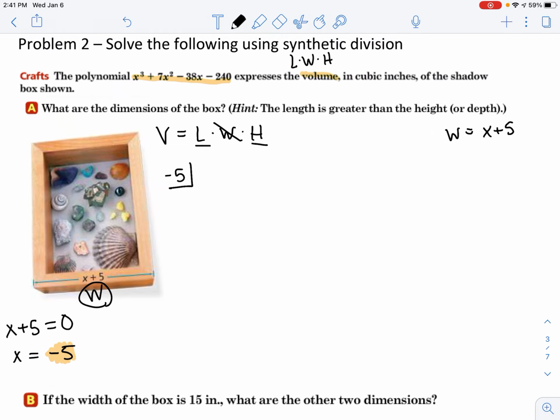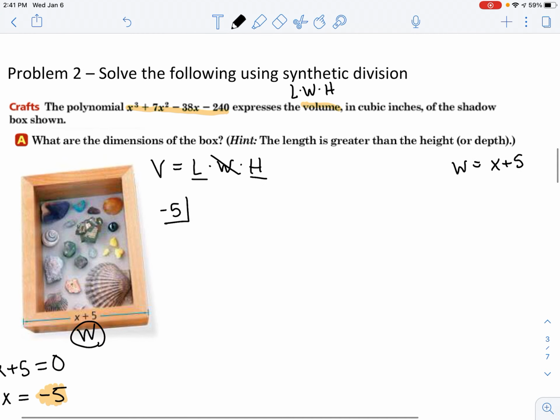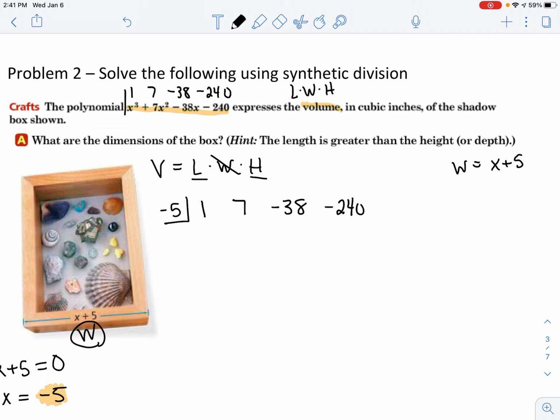So let's take a look at our expression up here. So my coefficients are 1, 7, negative 38, and negative 240. There's nothing that's going to be 0. Like I have an x cubed, then I have an x squared, then I have an x, then I have a constant. So my numbers for synthetic division are going to be 1, 7, negative 38, and negative 240. So all I'm doing right now is volume divided by width so that I get the length and the height together.